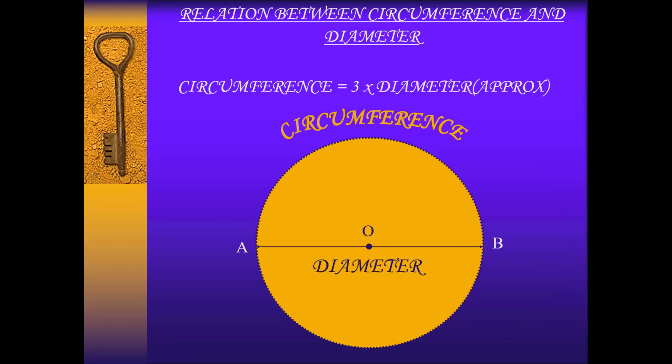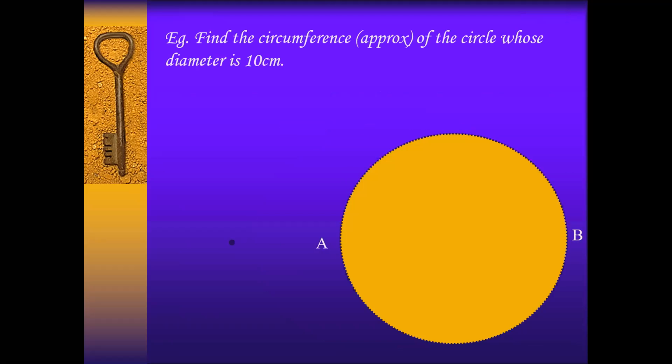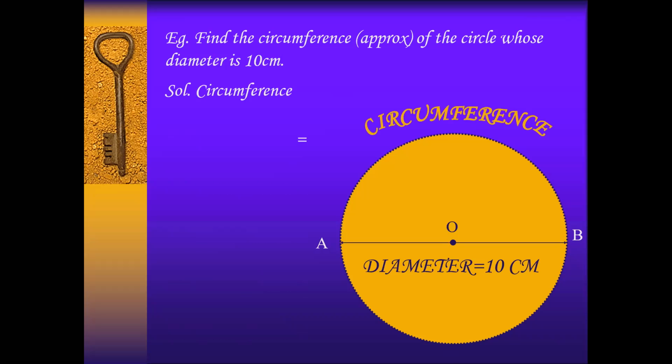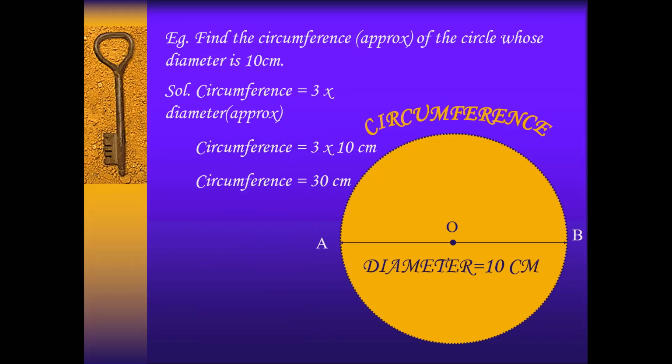So find the approximate circumference of the circle whose diameter is 10. If the diameter is 10, then we have to multiply it by 3.1412. But in this case, we have to estimate it, so we can simply multiply it by 3. So the circumference or the boundary of the circle would be equal to 30 centimeters.